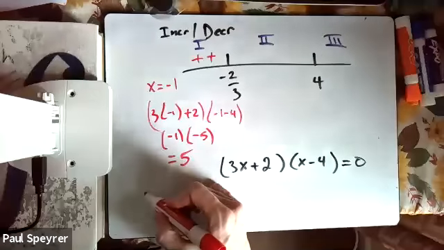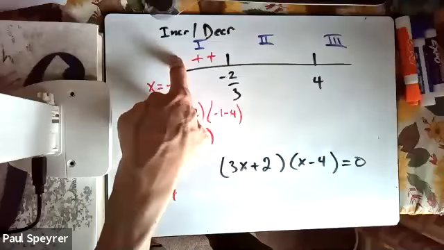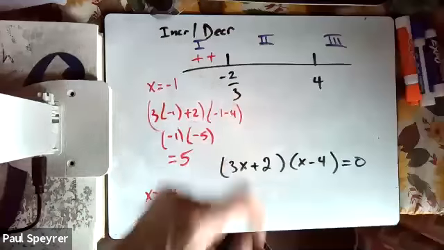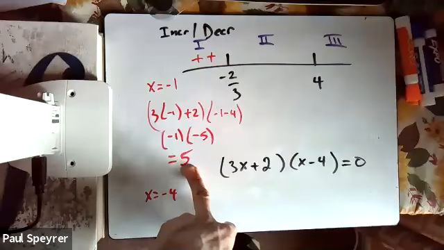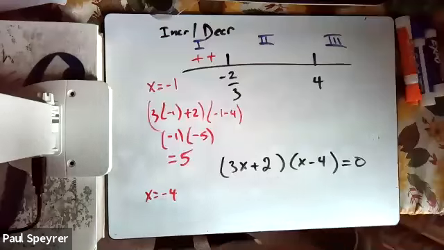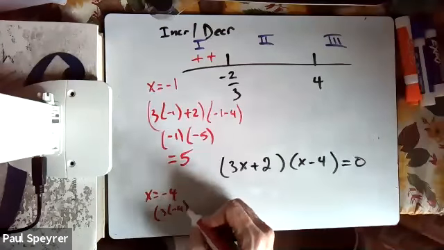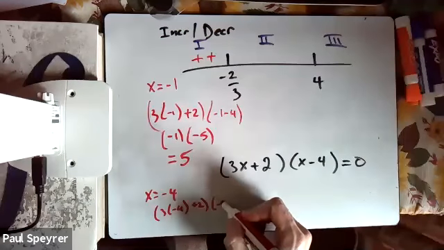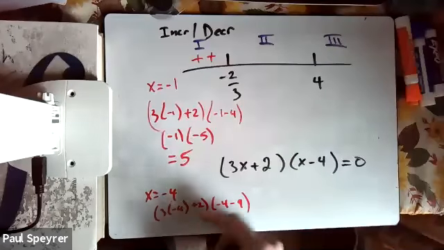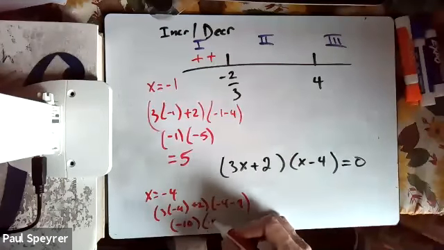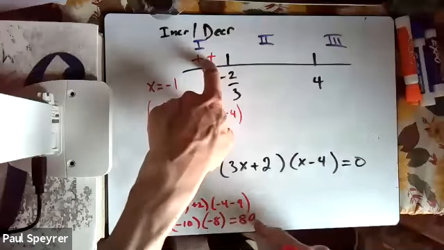Now, what if I tested like x equals -4, right? Because that's also in region 1. It is a number less than -2/3. We should still get a positive result. We're not going to get 5, but we don't care about that. We just care that it should come out to be positive. So if we do that, we get -12 plus 10. Plus 2 is -10. And then -8. And then you get +80. So again, that's positive right there.